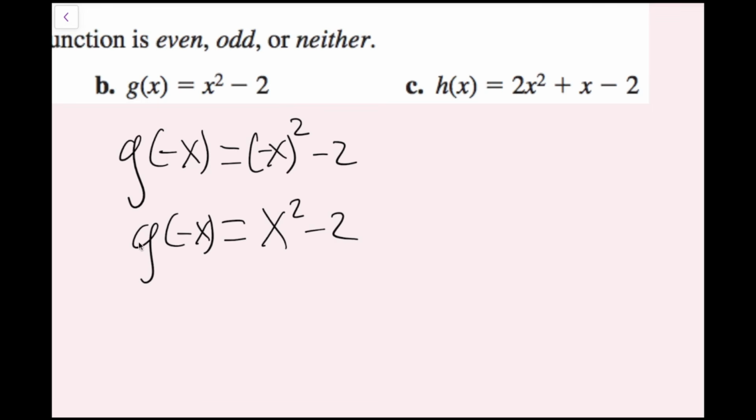Well, if you notice, g of negative x is the exact same thing as g of x, because g of x also equals x squared minus 2. So since they're the exact same thing, this is going to be an even function. So now we're done with part B.